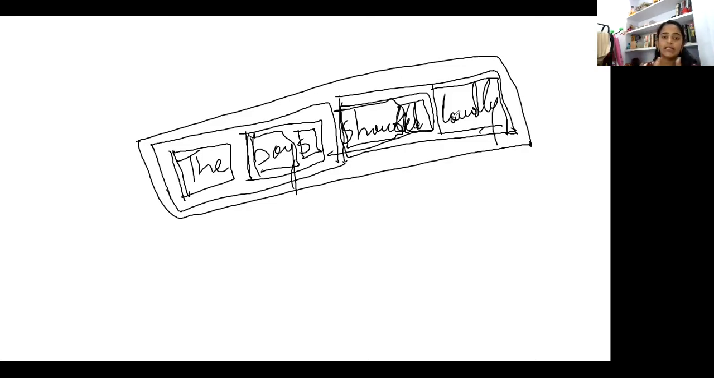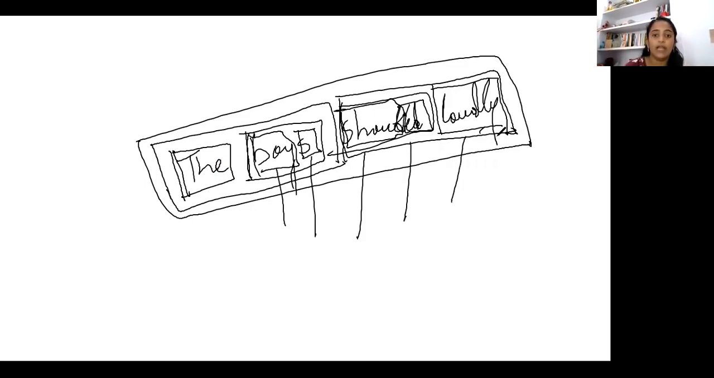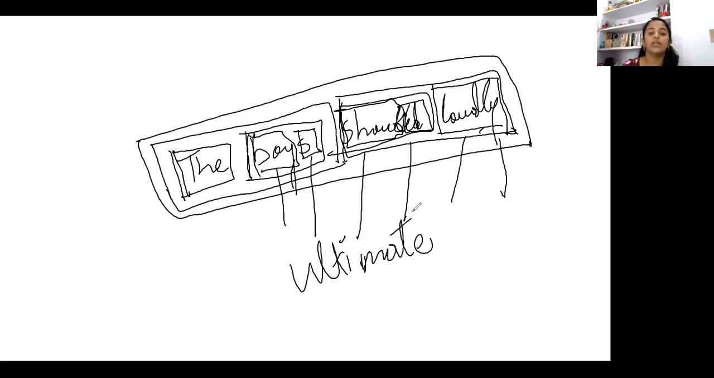So this is basically what IC analysis is. You break down the sentence into, let's say, immediate constituents. And then finally what you get, remember this: the boy, S, shout, ED, loud, LY. Those are called the ultimate constituents of this particular construction. So through IC analysis, you can reach the ultimate constituents of a particular construction. I hope that is clear.